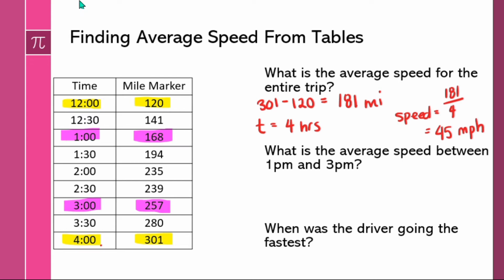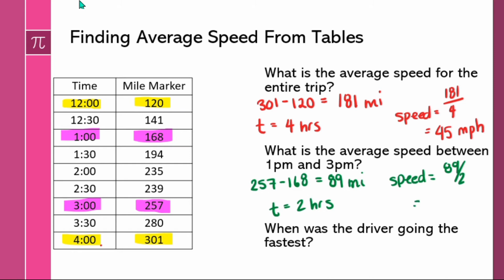So I figure out the distance traveled: 257 minus 168 gives me 89 miles. I did that in 2 hours. So my speed is 89 divided by 2, 44.5 miles per hour. So that interval I was going slightly lower than the overall average. That's fine. That means at other times I was going faster.